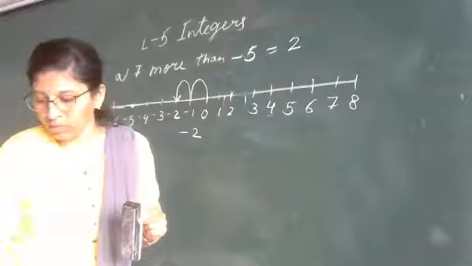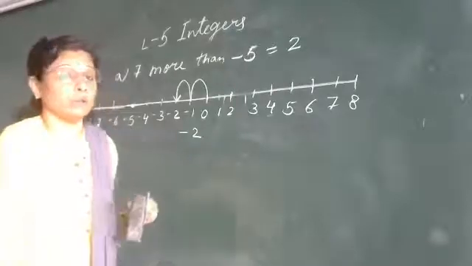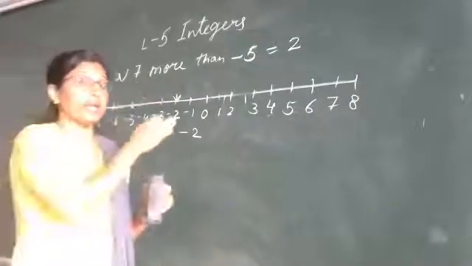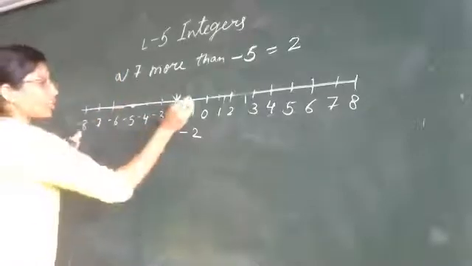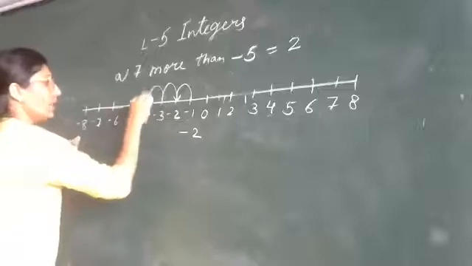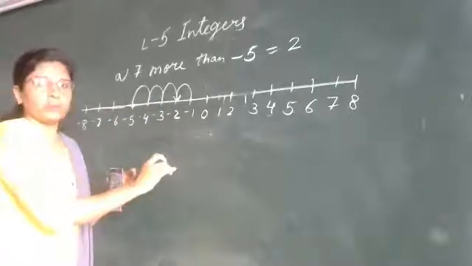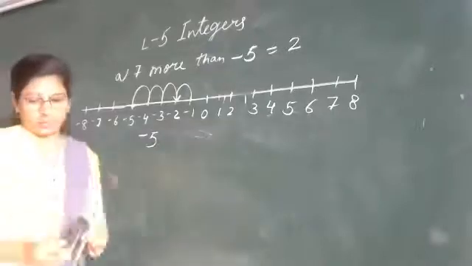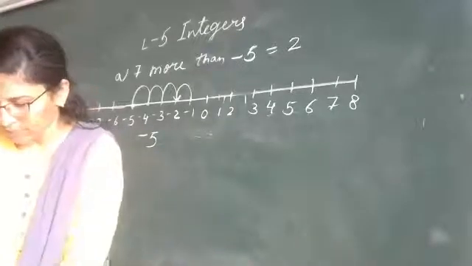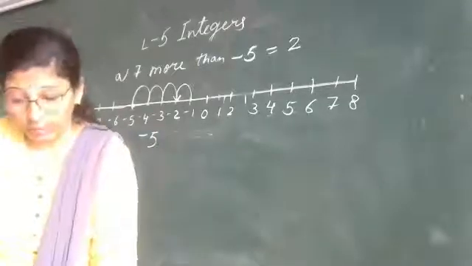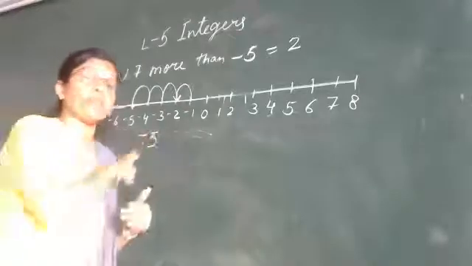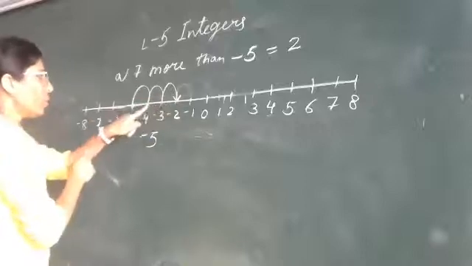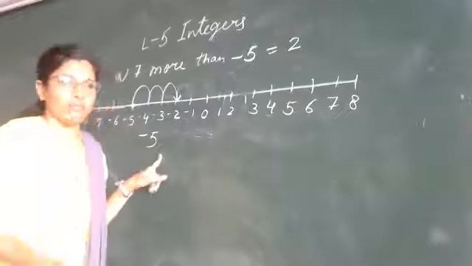Now, next is 4 less than -1. -1 is here. 4 less. Whenever less is there, you have to go to the left side. So 1, 2, 3, 4. Where is the answer? -5. Yes. Then the last one is 3 to the left of -2. They have told us to go to the left side. So from -2 we have to go 3 left. 1, 2, 3. Its answer is also -5.